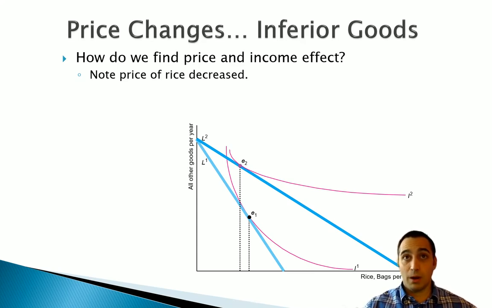Here's another weird one. Look at this diagram where we have increased our budget. That is, rice bags have become a lot cheaper. We've moved from this pale blue line to this dark blue line. Find for me the price and income effects associated with this. That is, the substitution and income effects associated with this.